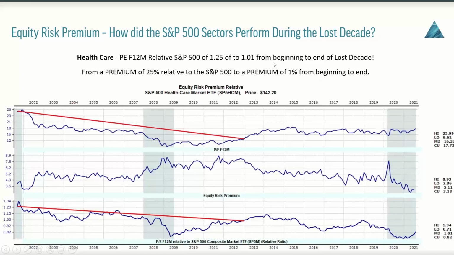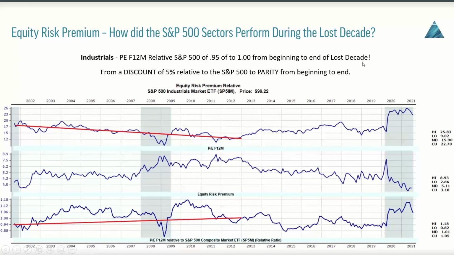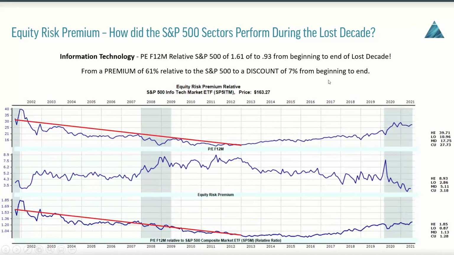Okay. Healthcare got crushed. PEF 12M relative to the S&P 500, 1.25. We started out at a 25% premium, ended up at only a 1% premium. So here's a PE collapse that was actually more severe than the S&P 500. Industrials, we traded at the start at a 5% discount, and then we moved to parity. So not a whole lot changed for the industrial complex.